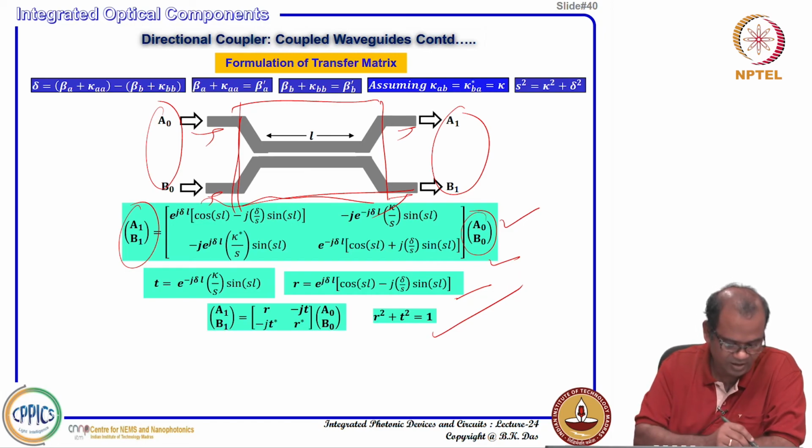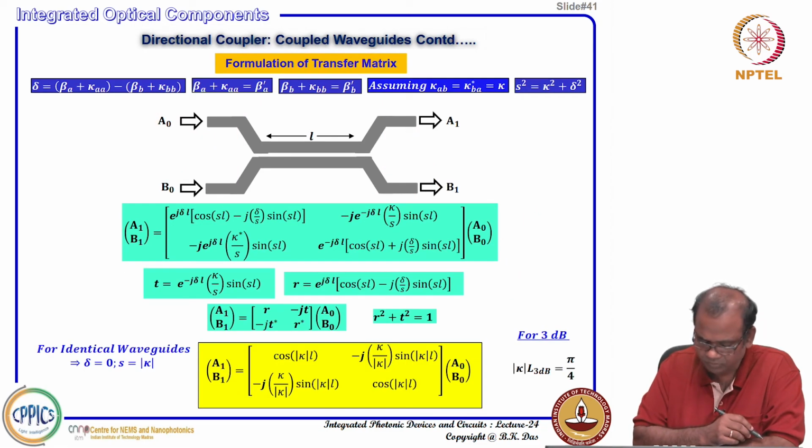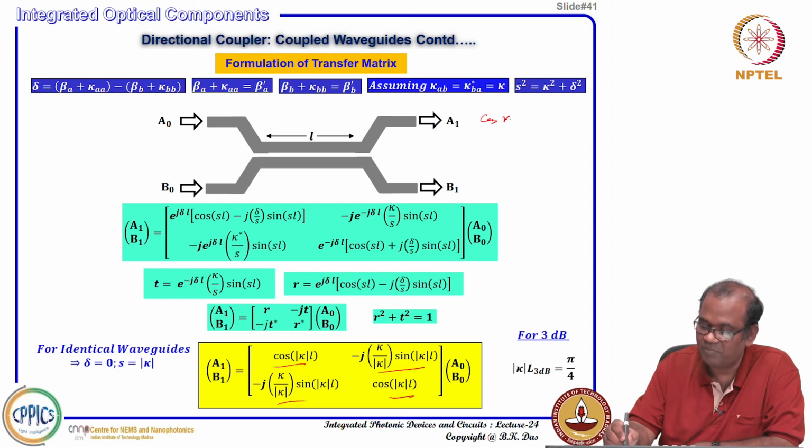Okay. Just to discuss one more thing, for identical waveguides, delta equal to 0, s equal to kappa. If you put cos kappa L in this one and this one, that means here you will get cos kappa L for identical waveguides into A naught, plus minus j kappa by kappa sin kappa L.